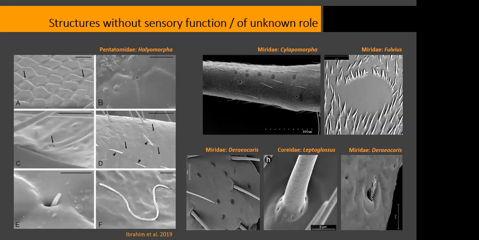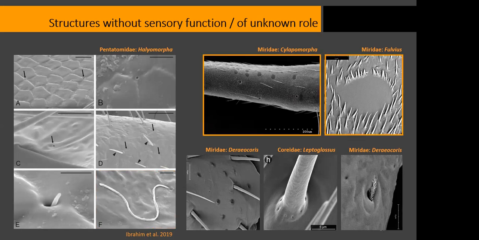Of course, not all structures on the body of true bugs are sensory organs. The hair-like appendages are assigned a covering and protective function. However, the role of many structures is unknown. Examples include thread-like structures described by Ibrahim and colleagues, or the cuticular circular formations we observe both on the antennae and the legs of Miridae. There is also a secretory pore system on the antennae, often associated with the base of the olfactory sensilla.